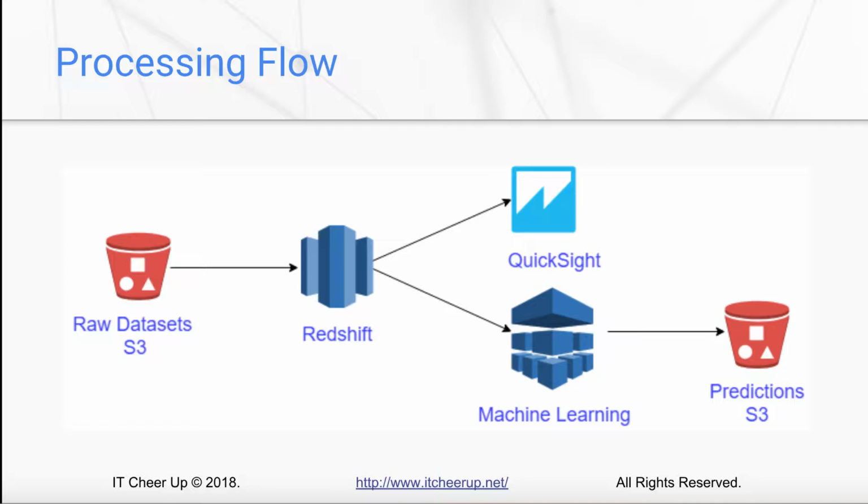Even more, we can create a data source from Redshift for machine learning to do the batch prediction, then store the prediction results into an S3 bucket.